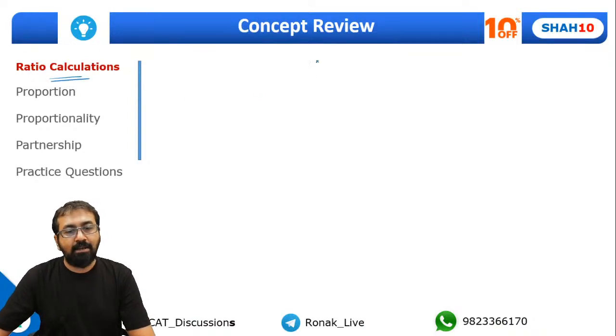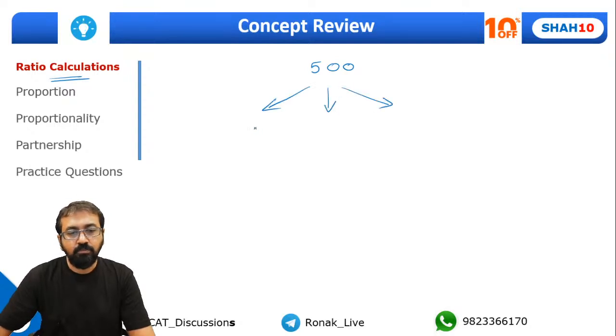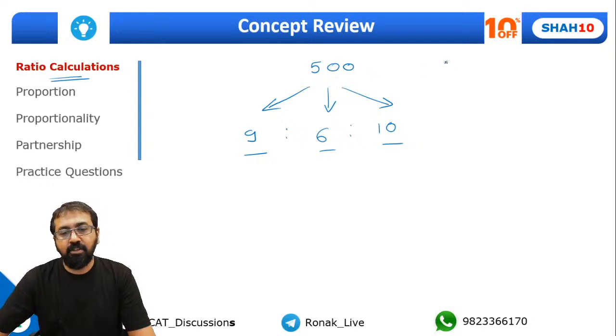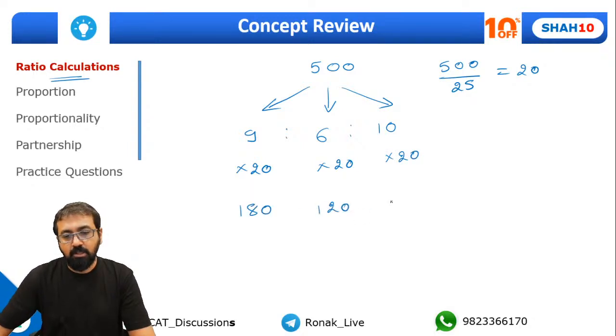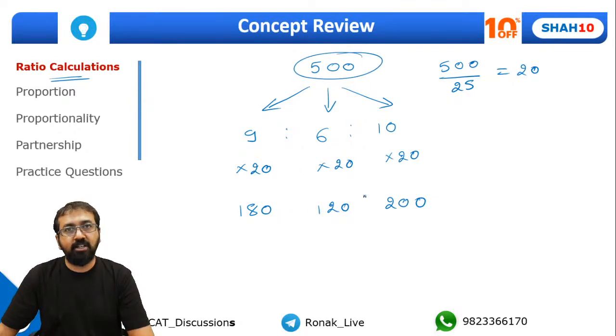So the first thing is ratio calculation, right? If I ask you to divide 500 rupees in the ratio 9:6:10, something like this one, how do we do it? So 9 plus 6 plus 10 is 25. Divide 500 into 25 parts. So each part will come out to be 20. Multiply each one by 20, right? So the amounts will be 180, 120 and 200. So this is how you can divide the given amount. I'm sure all of you are clear with this, correct?